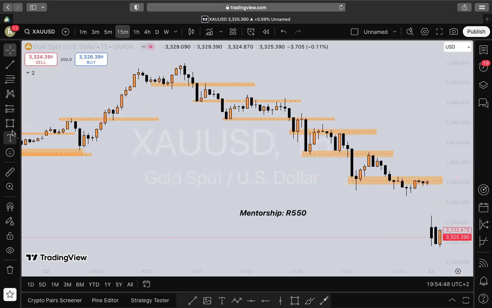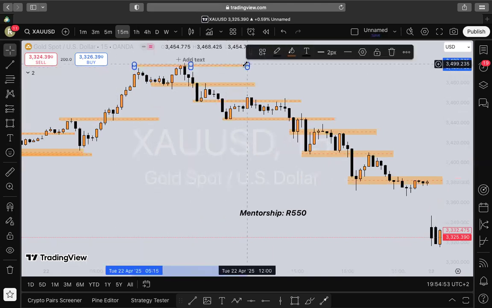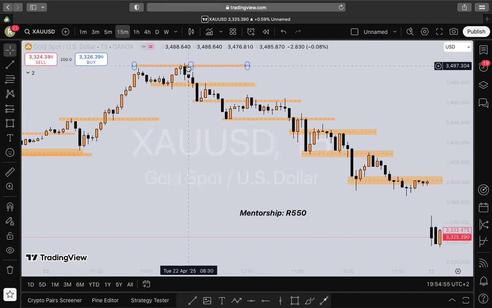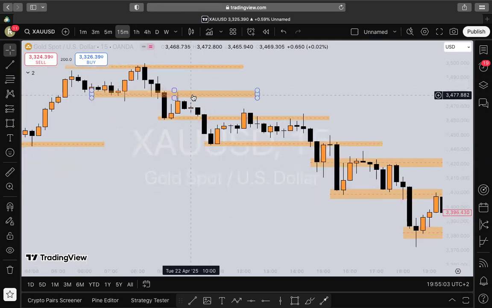Let me add another level here so that you can see what I'm talking about. Going to the upside, we touched the resistance. After touching the resistance, we broke our support. Breaking our support, what does it turn into? It turns into resistance, right? Now we have a new level of support. After forming the new level of support, we go back to the resistance.